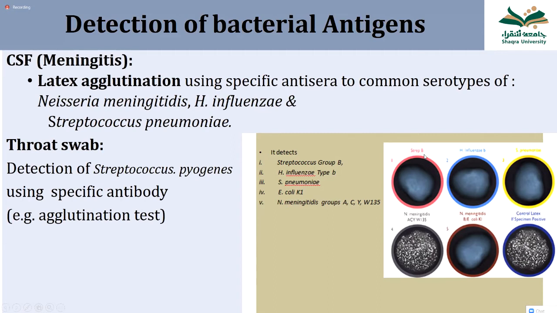Here is Streptococcus B, Haemophilus influenzae B. This is Streptococcus pneumoniae. This is Neisseria meningitidis. This is Neisseria meningitidis, another group. And this is control group. Control means this is positive control to check the kit is okay or not. So these are the common bacteria whose names are written here. Streptococcus group B. This is H. influenzae type B. This is S. pneumoniae. This and E. coli K1 is here, and Neisseria meningitidis is here. Okay. So these are the common bacteria which cause meningitis.